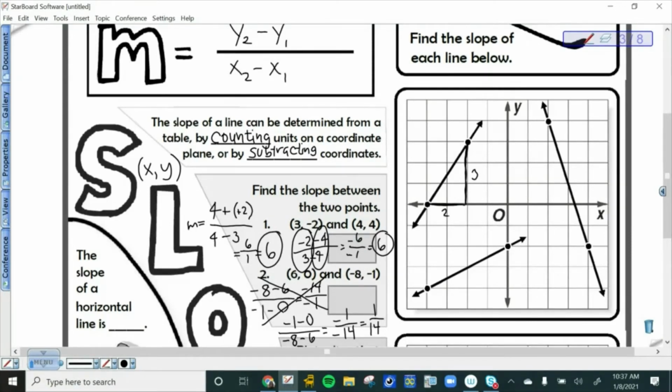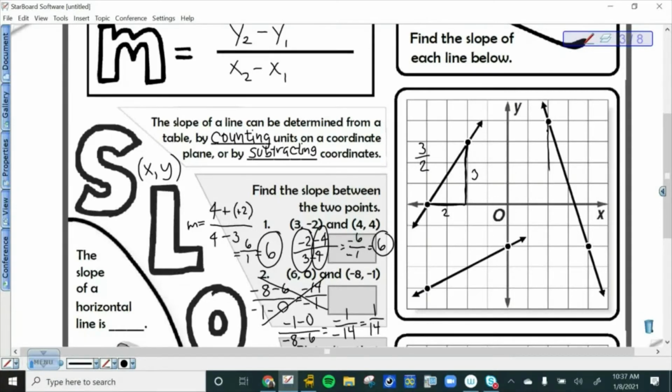So what's my slope? 3, 2. Combine them together. Remember, we're doing rates. 3 over 2. Put them into a fraction. 3 and 2. Remember, a rate is the comparison of 2 numbers. 3 over 2.